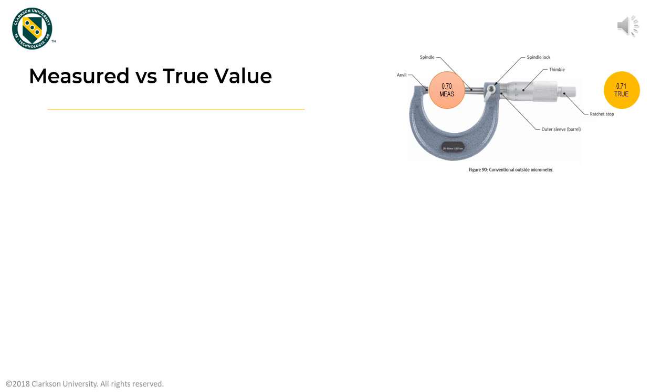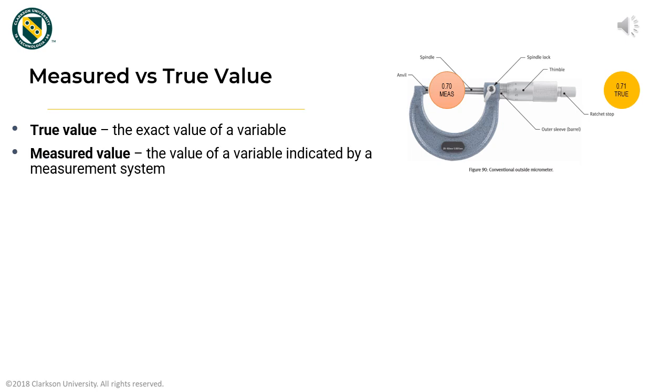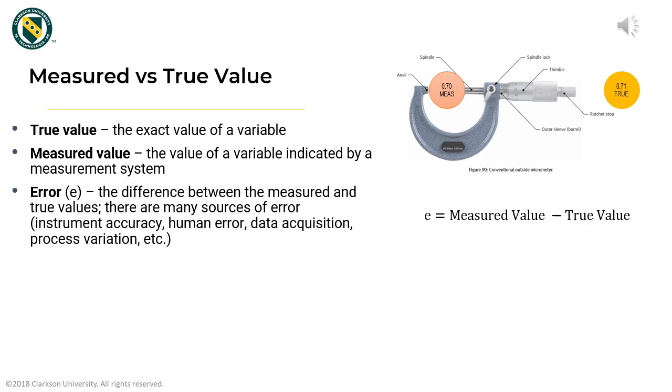If we want to reach those goals, we need to look more closely at an individual measurement. It's helpful in statistical measurement applications to introduce the notion of a true value, the exact value of a variable. While it is possible that the measured value is the true value, practical limitations often introduce errors, which are the difference between measured and true values.